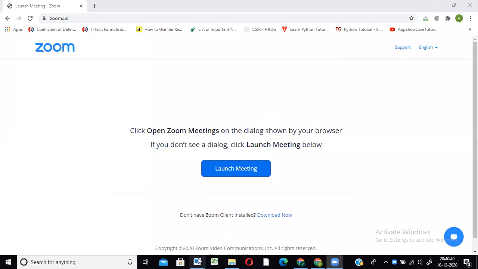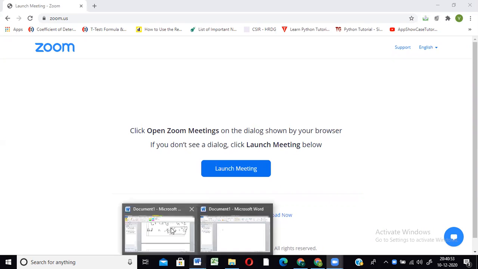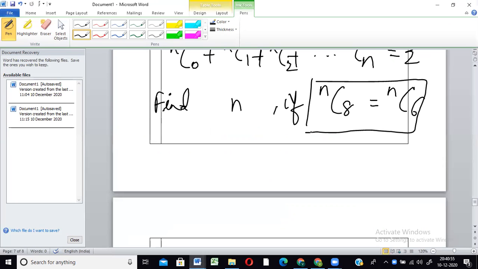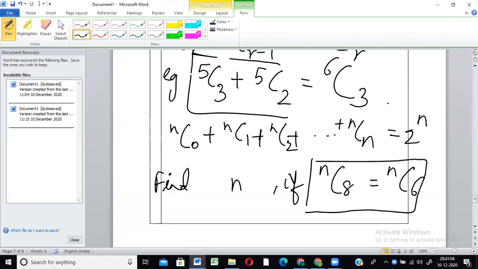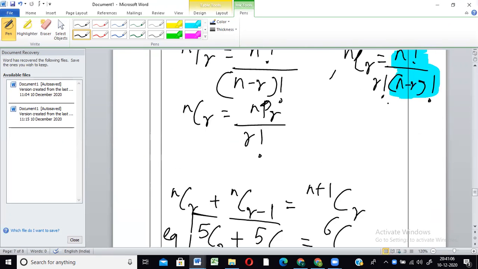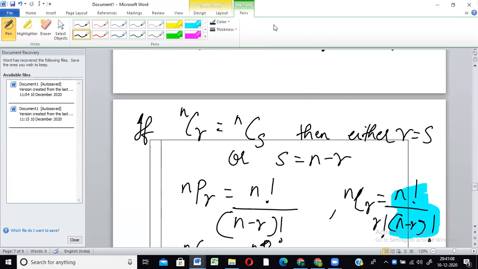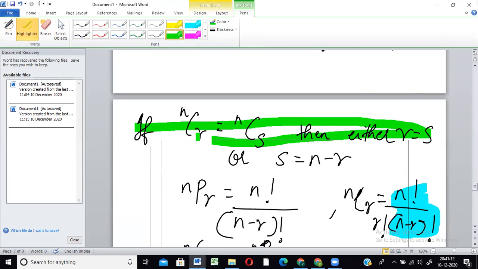So we'll continue with that sum that we were doing. Now, suppose you have to find out the value of n if nC8 is equal to nC6. Okay, so this is similar to one of the properties that we have dealt with already. We will use this property. This is similar to this property.